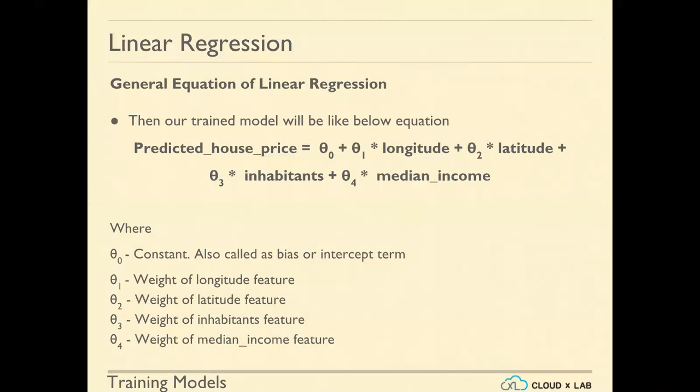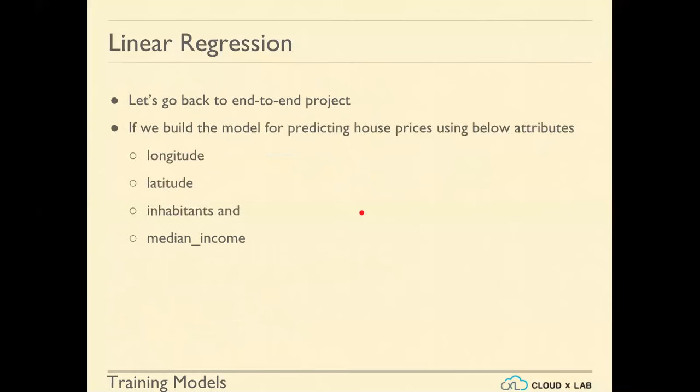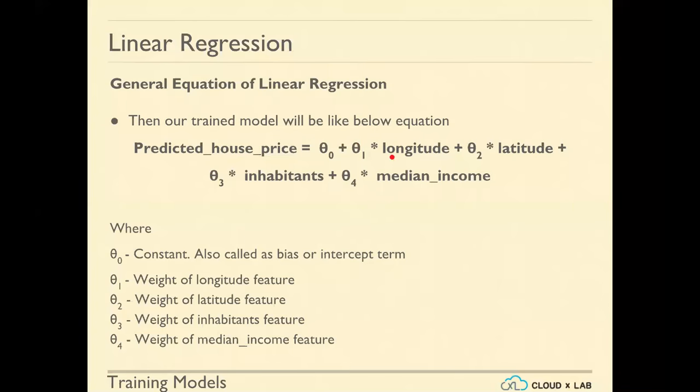All right. So this is our predicted housing price for linear regression having multiple variables. The earlier case was with one variable, there was only one feature. Here, there are multiple features. We have longitude, latitude, inhabitants, median income, and so on. So these are the various weights.